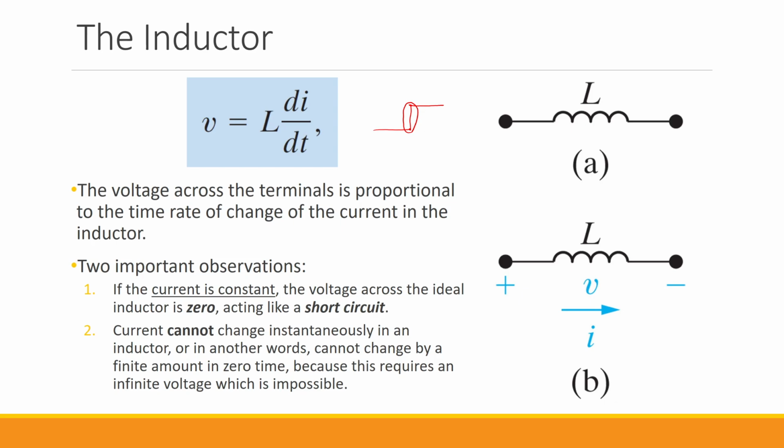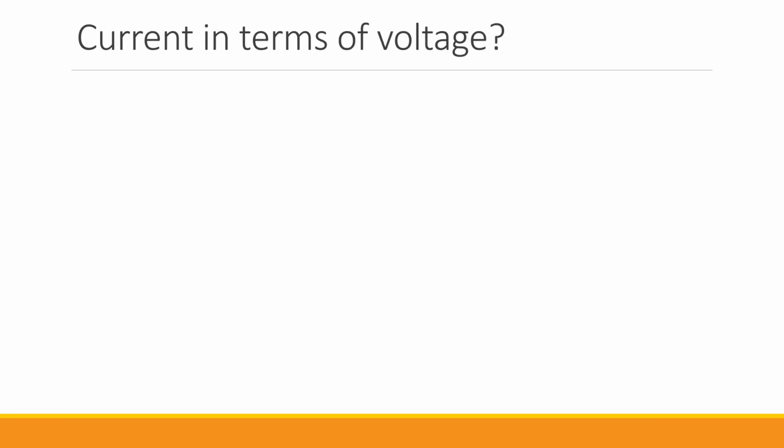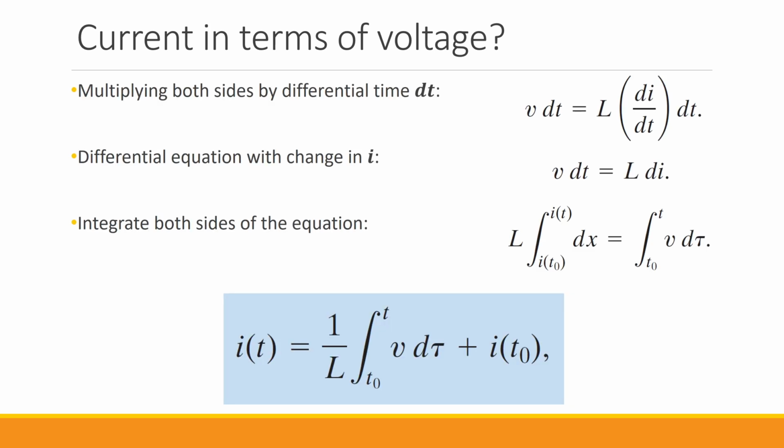So now we have the equation for voltage with respect to the change of current over time. But what if we want to find the equation for the current in terms of the voltage? To get that answer, we need to go through several steps.